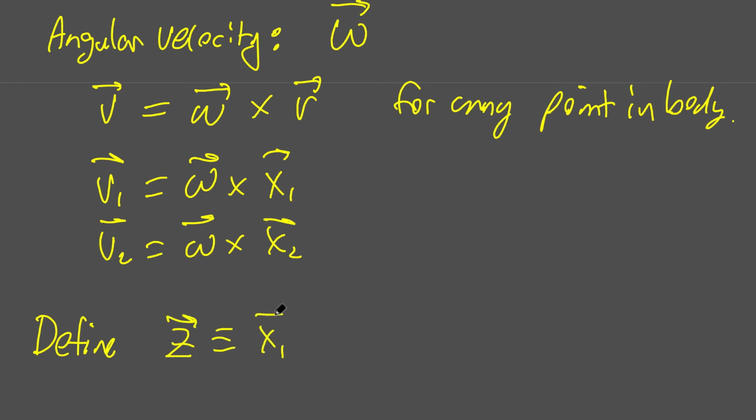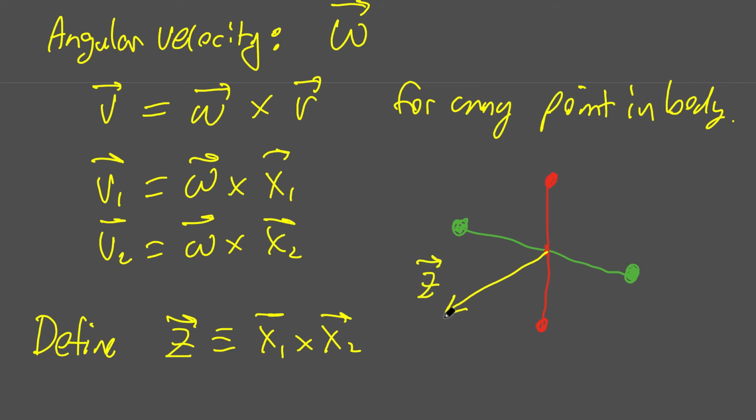Now, we can also define a vector, let's call it z, as x1 cross x2. So if we remind ourselves of the picture here, here are the two smaller masses, the two larger masses. And x1 vector is the vector from here to here, x2 vector from here to here, so x1 cross x2 is a vector that's perpendicular to the plane of these masses.